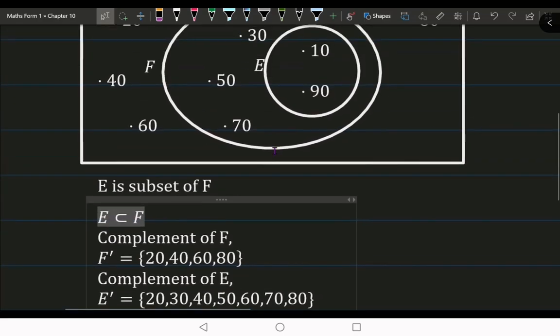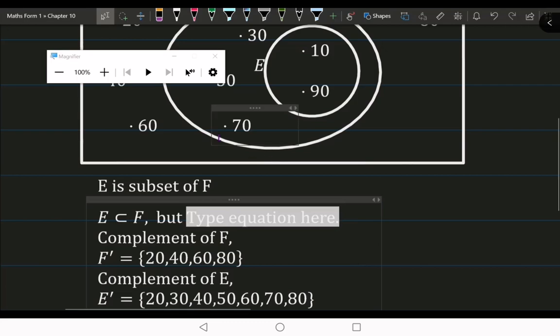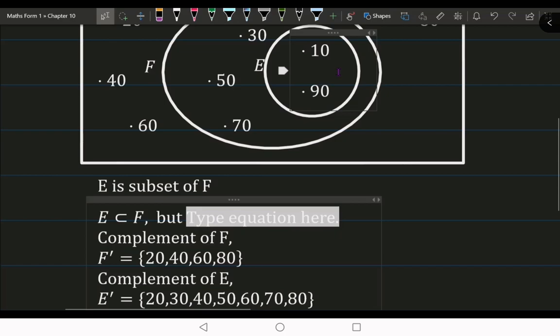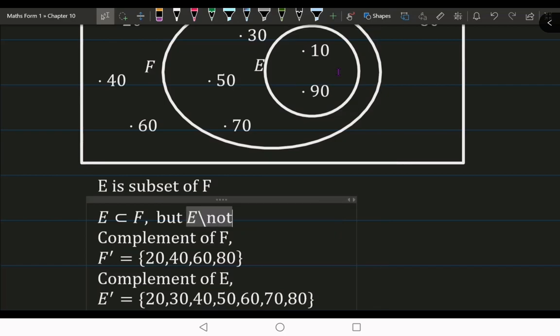Another point about subset: E is a subset of F. But F is not a subset of E using this symbol. E is a subset of F, but F is not a subset of E.